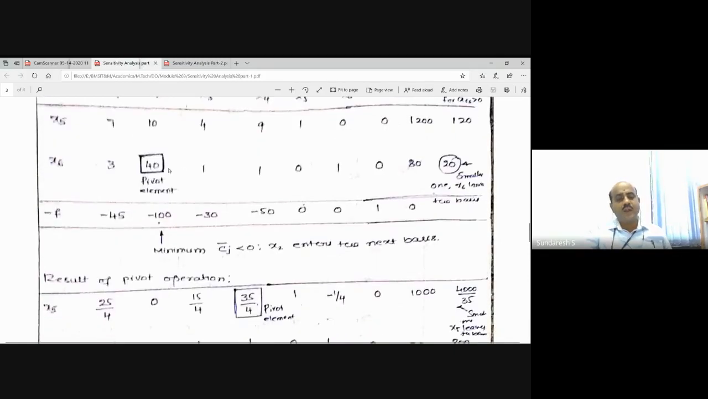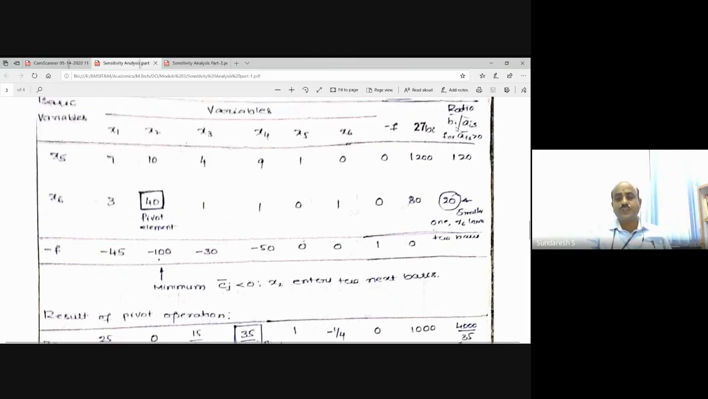We have identified the pivot element as 40. On the cost coefficient row, minus 100 is considered, and that column is the pivot column. Similarly, we identified the row based on the ratio of bi by aij, where 20 is the positive minimum value. That row is the pivot row. The element which intersects the pivot row and the pivot column is the pivot element. In this problem, we got 40 as the pivot element.